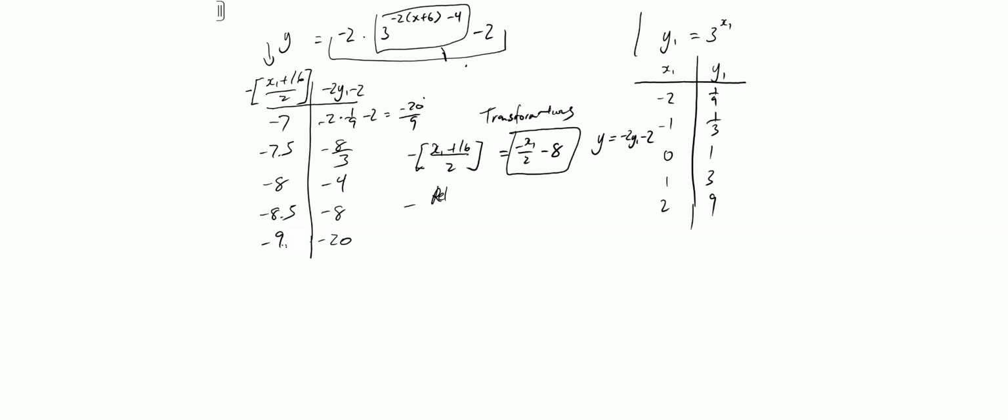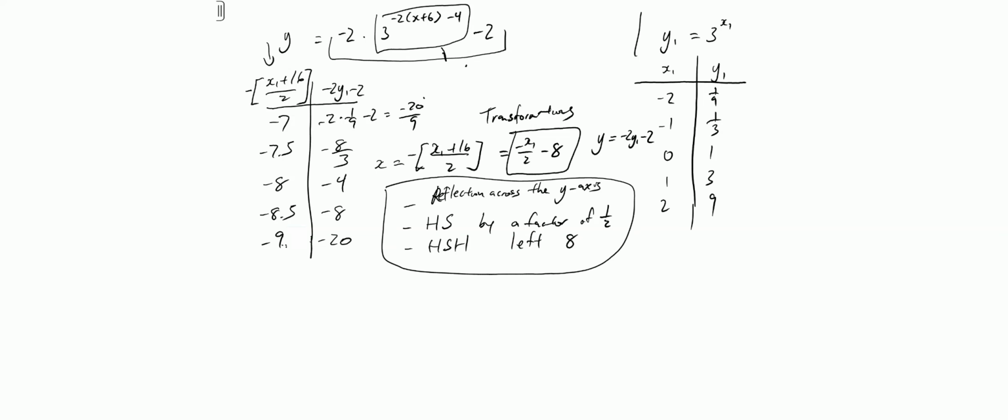The negative x1 means a reflection across the y-axis. The division by 2 means a horizontal stretch by a factor of 1/2. Lastly, the subtraction by 8 means a horizontal shift of left 8.